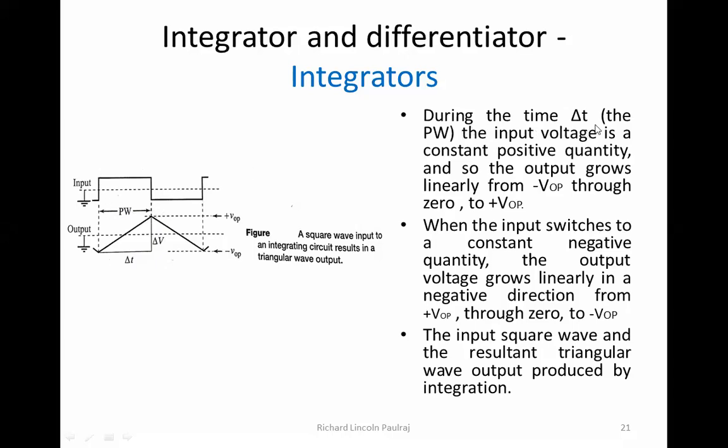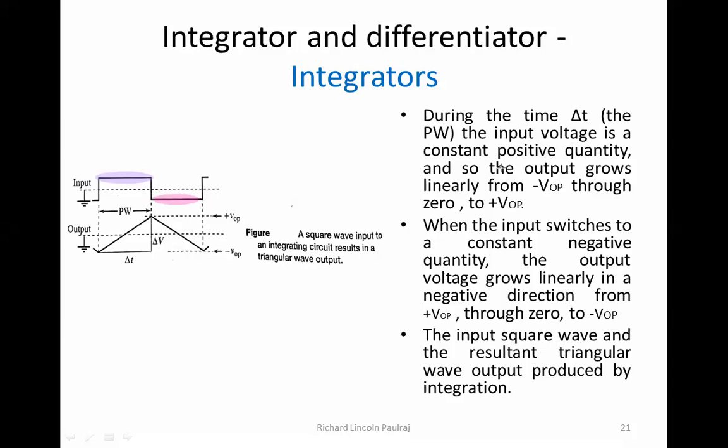So during this time delta T, which means this point minus this point, that gives me delta T, the input voltage is a constant positive. You can see that it's a constant positive, just like how we had seen for MOSFETs in the saturation region. So here also it is constant. Let me just notate, you will be able to understand. So it is constant at this point, at the positive side. Similarly, at the bottom, we can see that it is constant at the negative side.